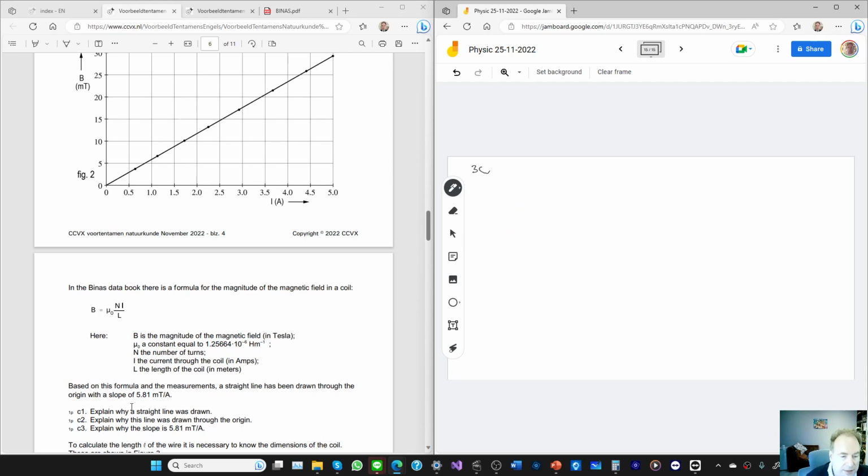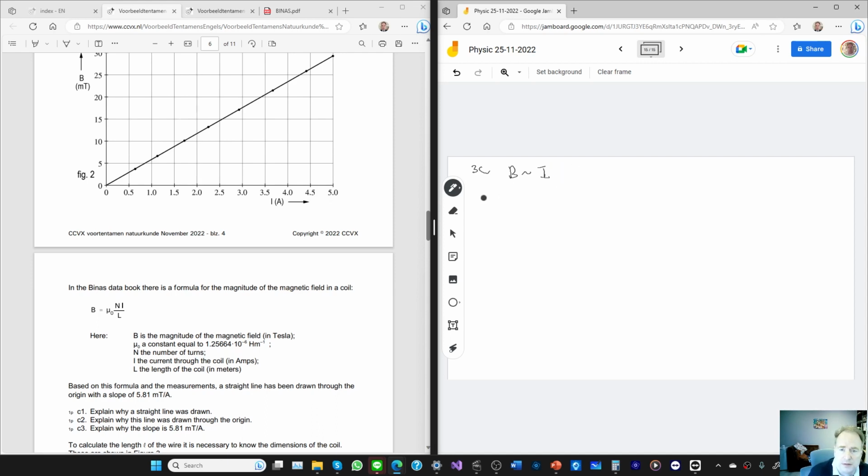Okay. Explain why a straight line was drawn. Well, obviously B is in a direct relation to I, proportional. So if you want to find this constant in front of I, you would draw a straight line.